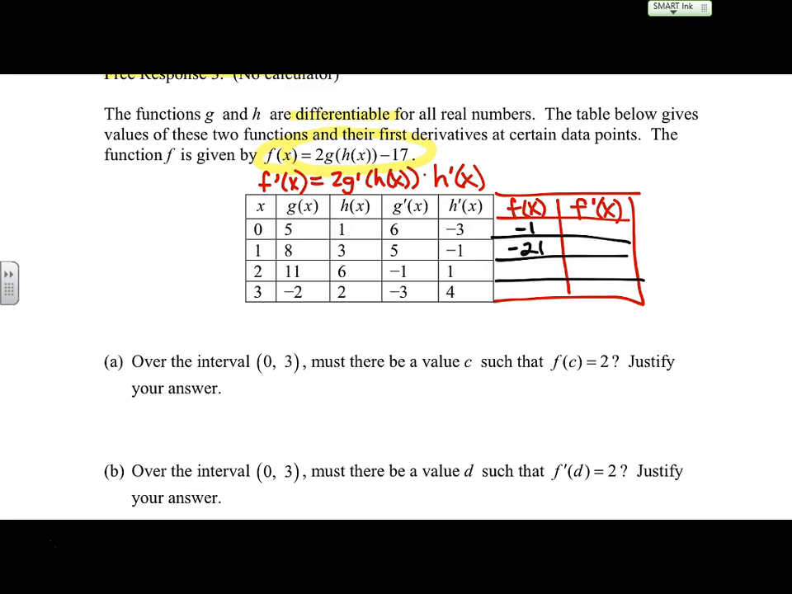22 minus 17. I said that and I wrote 22. Thank you, thank you, thank you. 22 minus 17 is 5. Yeah, that's kind of how you do it.